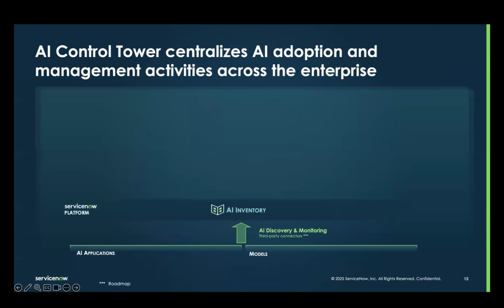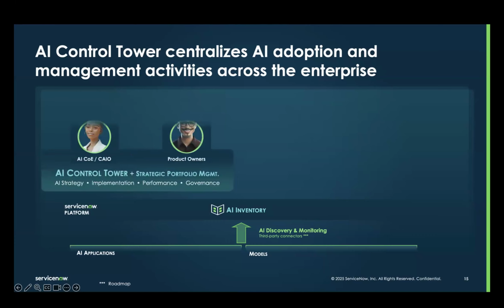So the AI Control Tower begins with an in-platform AI inventory, basically a CMDB for AI, that brings together models, applications, and data from across platforms. And it serves two core groups. Your AI leaders, like the CAIO or the COE, who need a unified workspace to manage strategy, lifecycle, performance, and governance of AI use cases. How to use AI capabilities. Do they need to be consumed or implemented? What is their performance? What is their value?